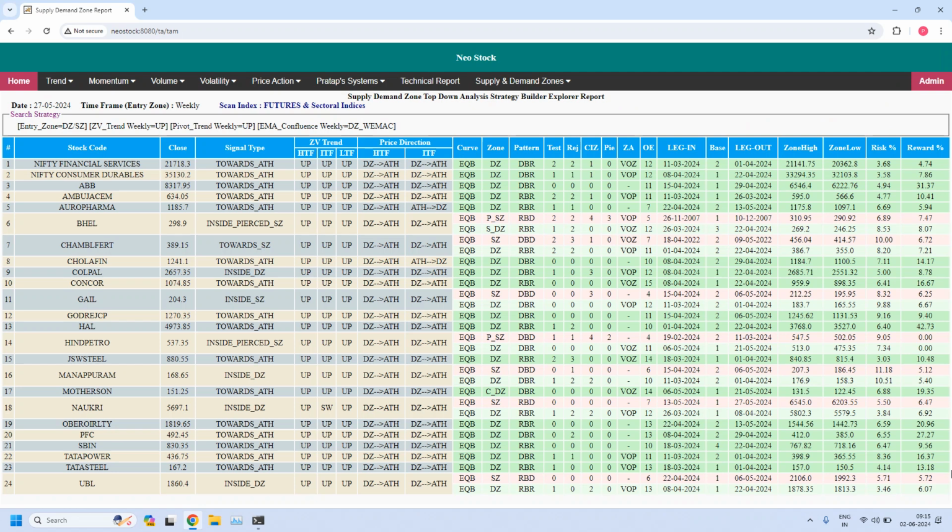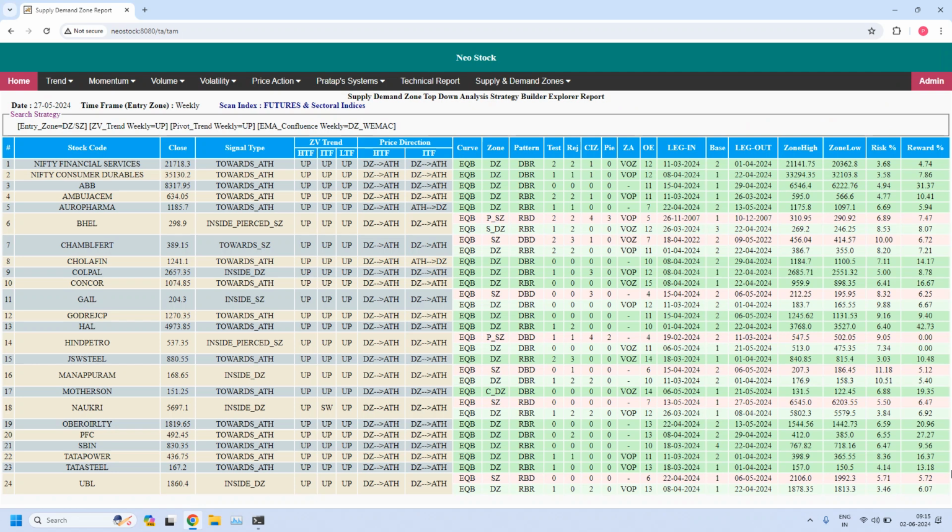See, now the list is reduced to 24. Almost half of the stocks are reduced. That means in these 24 stocks, both the zone violation trend and the pivot trend are supporting uptrend. And also these weekly demand zones are having weekly EMA confluence. Now you can plan your trade setups based on these stocks.